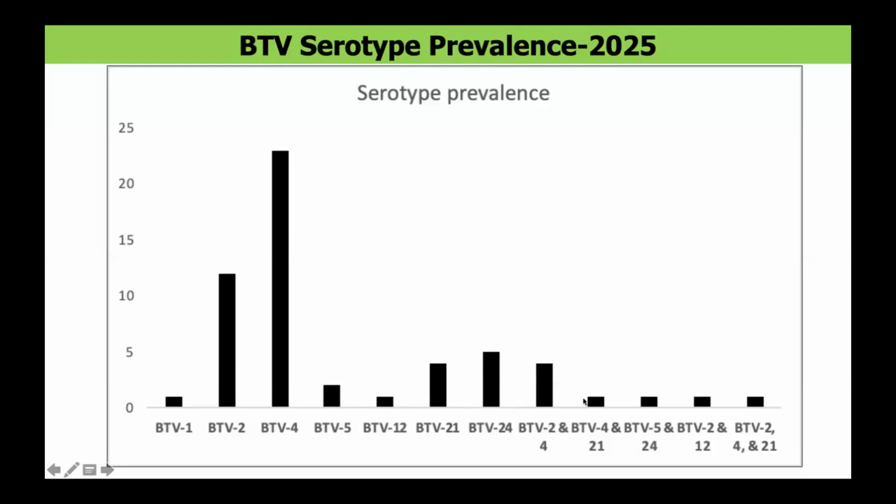And one more important thing that we have noticed, as you can see in the later part of the graphs, is that there are a lot of mixed infections. That means from the same animal, when we isolated BTV, it belonged to 2 or more different serotypes. As you can see at the end, this particular animal had 2, 4, and 21, all 3 different serotypes simultaneously at that point of time. So this is a big problem, because as I said, there are 24 different serotypes in India.